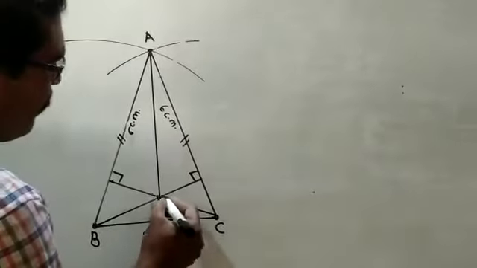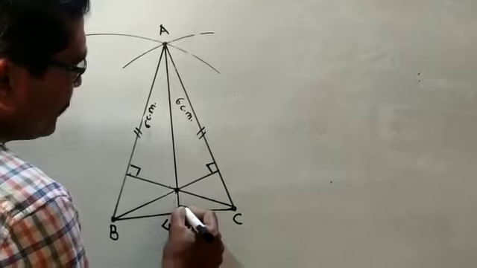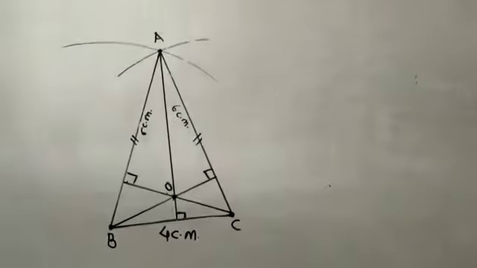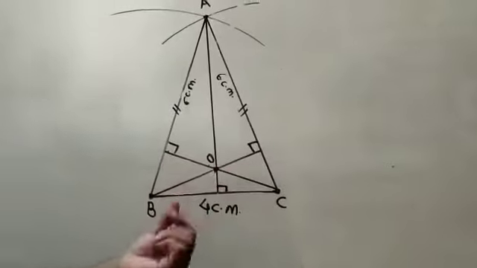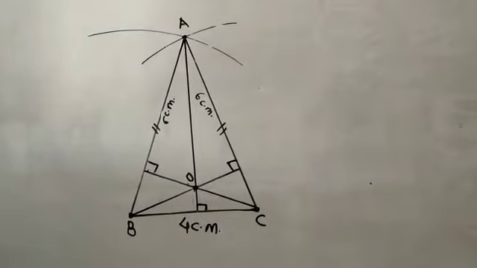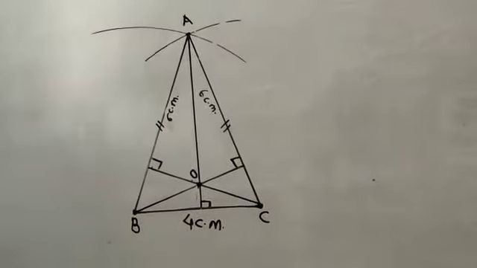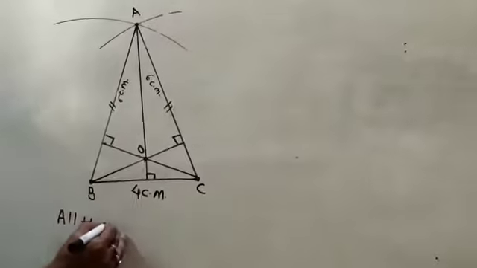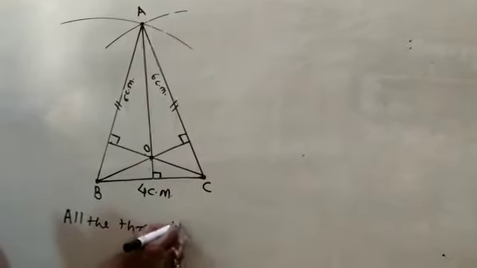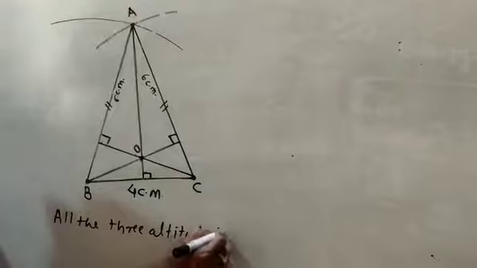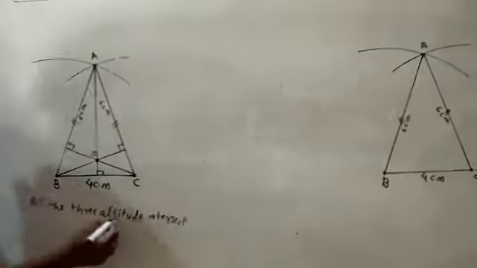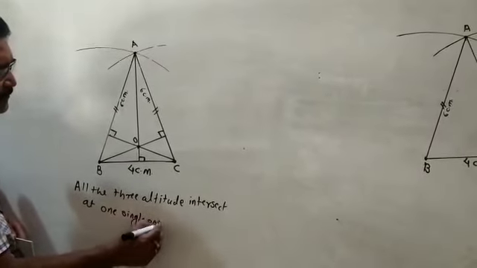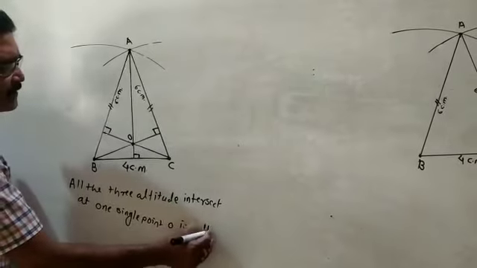So this is the point of concurrence. The point of concurrence of the altitudes, where a right angle will form, is called the orthocenter. You have to say that all the three altitudes intersect at one single point. That point is called the point of concurrence. So you have to say that all the three altitudes intersect at one single point. O is called the orthocenter.